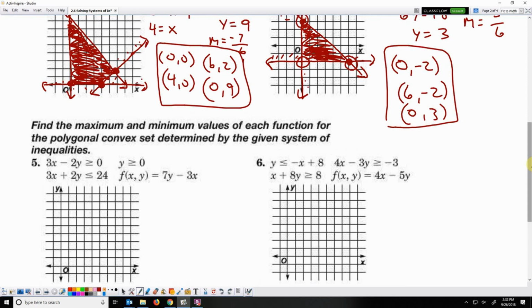All right, this one takes it just a little bit further. So we're finding a maximum and minimum for this function based on the coordinates of the vertices of the polygonal set, the convex polygonal set, formed by these 3 lines. Okay? So, for the first line, if I put in a 0 for x, I get -2y is 0. And when I divide, I get y is 0. So my y-intercept is 0.